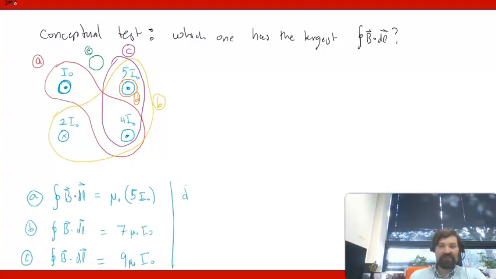Loop D surrounds only this one right here, and so the integral of B dot dl is just going to be equal to 5 mu naught I naught, same as what we got out of loop A. And for loop E, there isn't any current present, so this integral of B dot dl is just 0. So that one's the least. If we're looking for the most, it's loop C. If we're looking for the least, it's loop E.